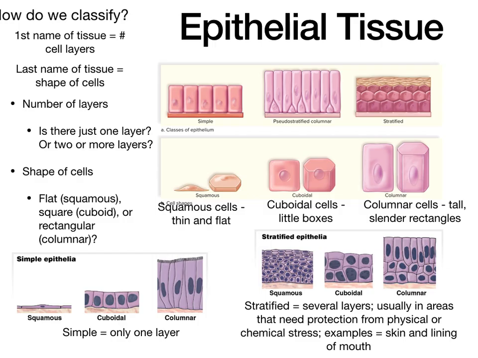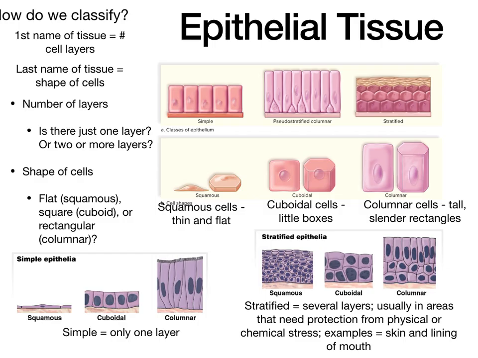Okay, so how do we classify these epithelial tissues? I keep saying cells, and I'm so sorry, it's tissues. The first name of the tissue equals the number of cell layers, and then the last name of the tissue is the cell shape. So we have our number of layers and the shape of our cells. The number of layers is either one or multiple. If we have one, it's going to be simple. If we have multiple, it's going to be stratified.